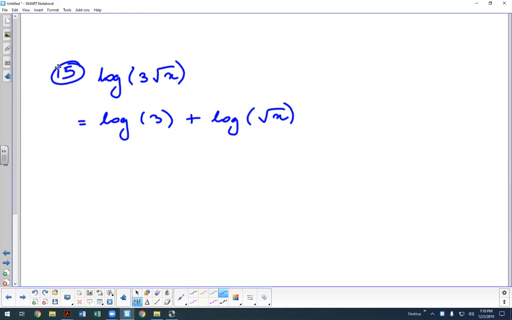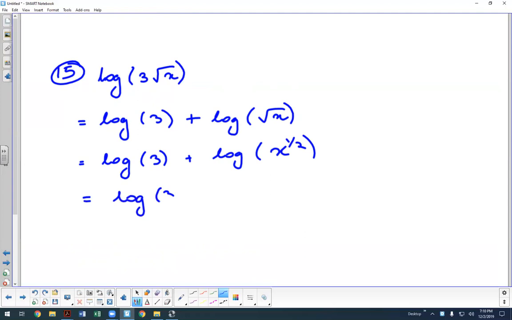Half log there. Yeah, we do not want to leave that square root on the x. So rewrite that as x to the exponent of 1/2 and then bring the 1/2 in the front by using your power rule. Remember, the exponent always comes in front of its own logarithm. Okay. All right. Let me see what you guys can do for number 16.